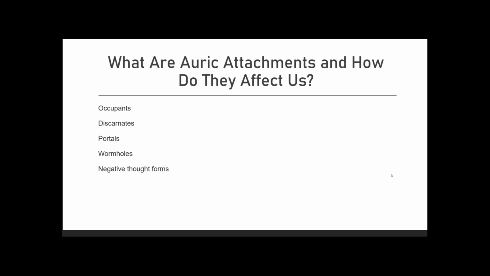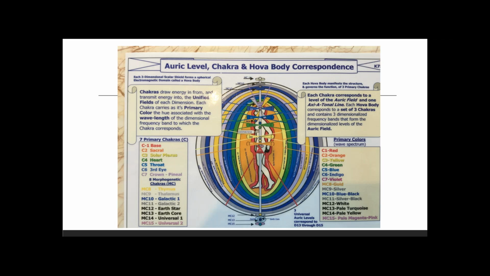So these are the types of things that I clear in an auric clearing session, and this is really extremely important. This diagram here shows the different chakras in the human body. So you have 7 embodied chakras, and then you have 8 chakras that are located above the head and below the feet. So these are called the morphogenetic chakras. In the sessions that I do, I clear all 15 chakras. Most people don't even know about the other chakras.